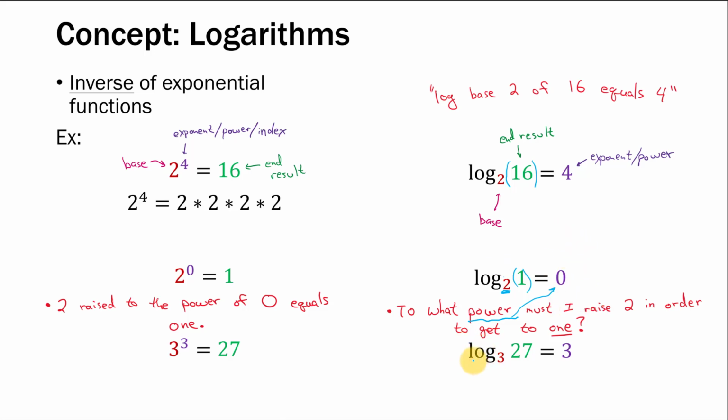And then down here, thinking the same thing. What power must I raise 3 to, because 3 is my base? I've got a base of 3. What power do I have to raise that to in order to get 27? Well, we see over here that if I raise 3 to the 3rd power, we get 27. So that's going to be 3 for my final answer.